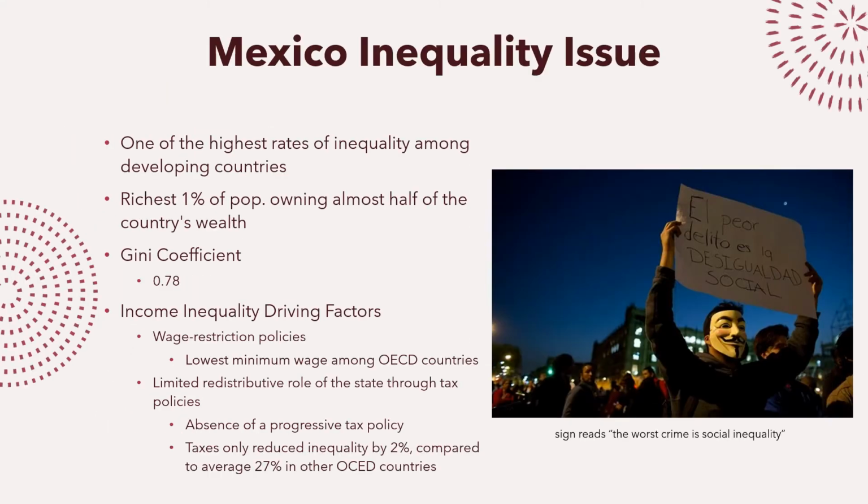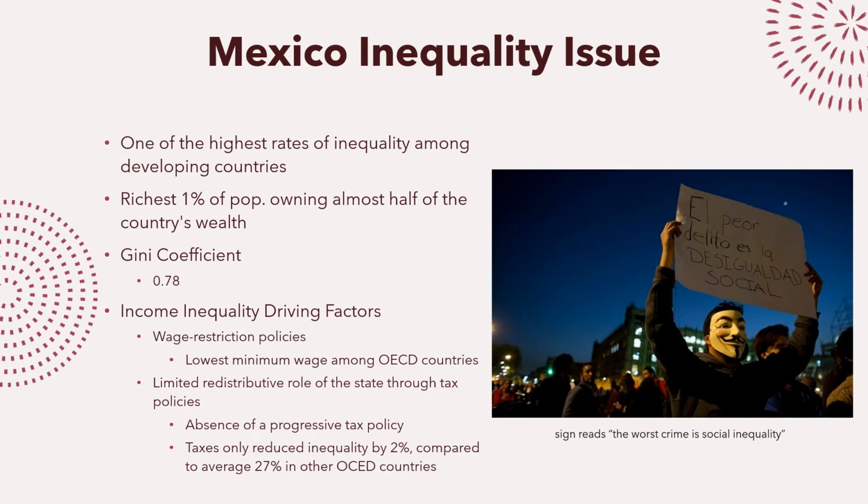Mexico is one of the countries belonging to the Organization for Economic Cooperation and Development, or the OECD. This organization has 37 members and was founded to stimulate economic progress and world trade in developing countries. Of the 37 members, Mexico has one of the highest rates of inequality, with the richest 1% of the population owning half of the country's wealth. Mexico also sits with a Gini coefficient of 0.78, which is pretty high, but is still below Brazil.